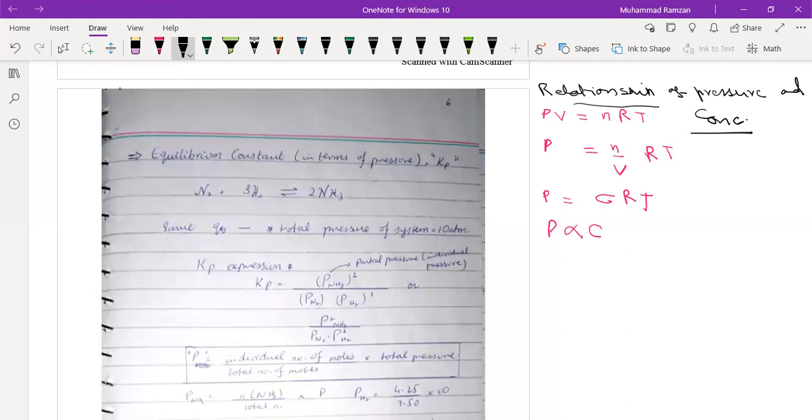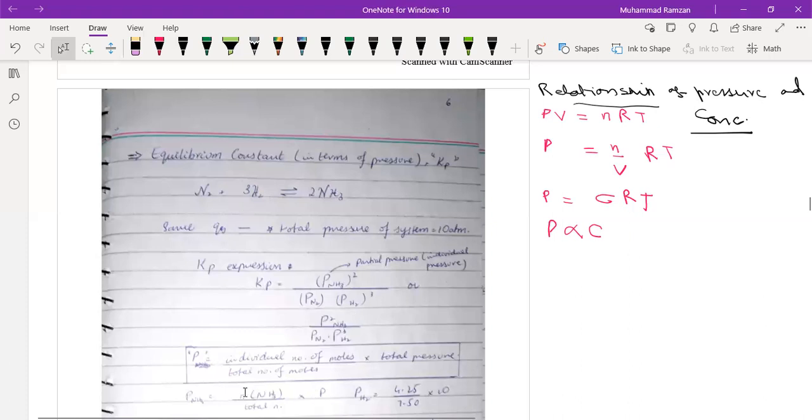And now you have the N2, H2, NH3 Kp expression. Kp expression means equilibrium constant in terms of pressure. The NH3 is the partial pressure of NH3 at dynamic equilibrium, which obviously depends on the number of particles. And the partial pressure of H2 and N2, partial meaning individual pressure. H2 is raised to power 3 because in the equation there is 3.